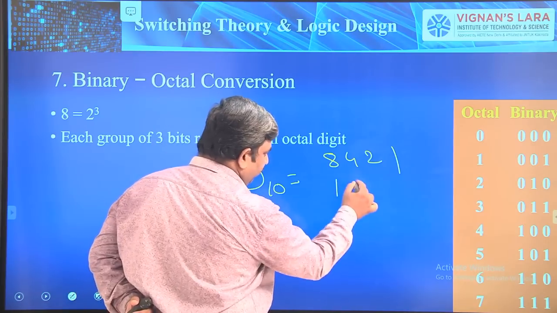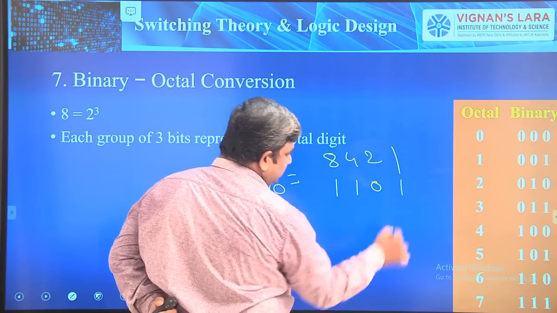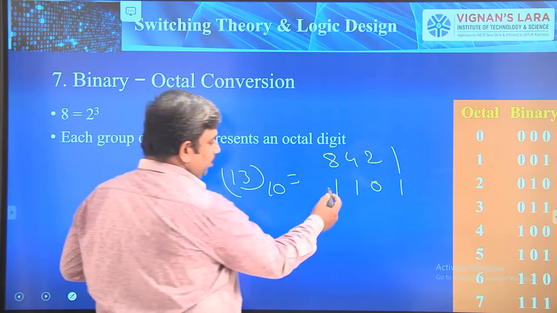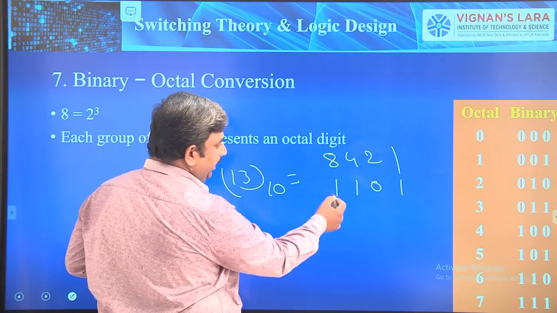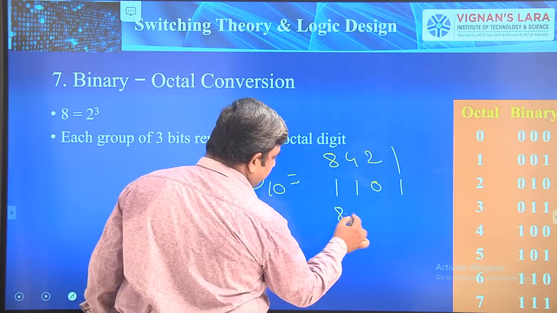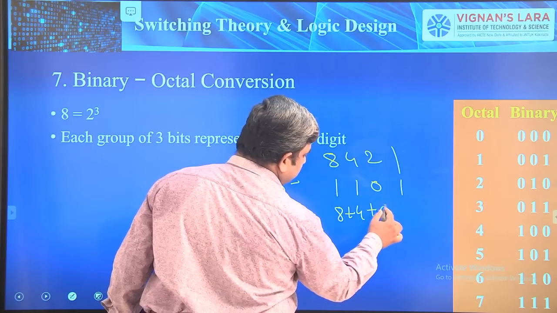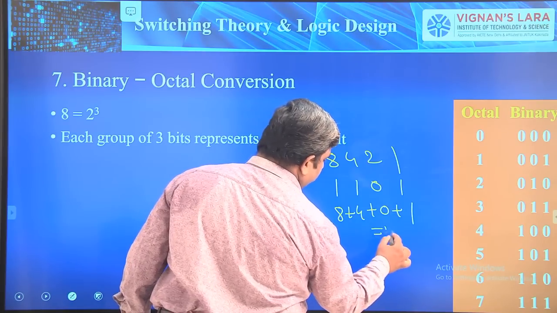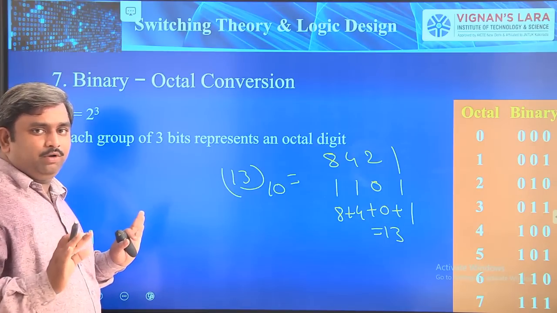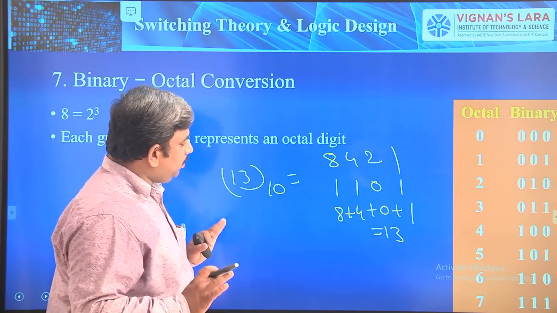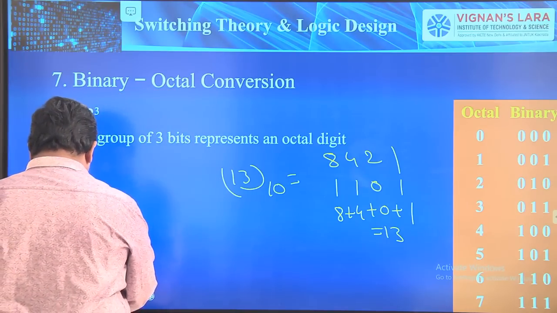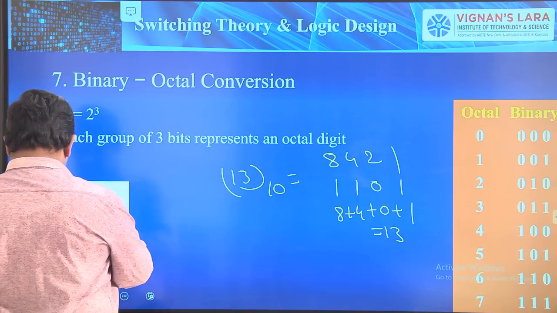If it is 1, 1, 0, 1, you will get the value 13. That is 1101. So 8 plus 4 plus 0 plus 1 is equal to 13. Okay, so this is a very simple formula for recognizing any number from binary to decimal, right?